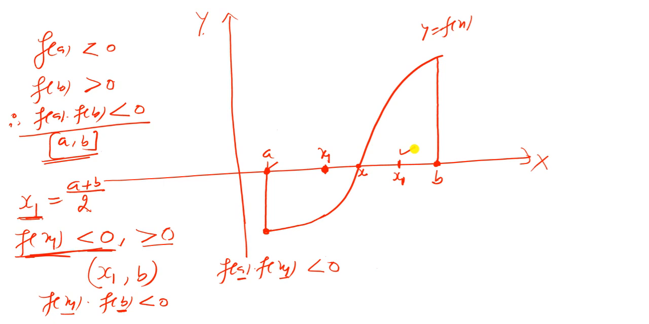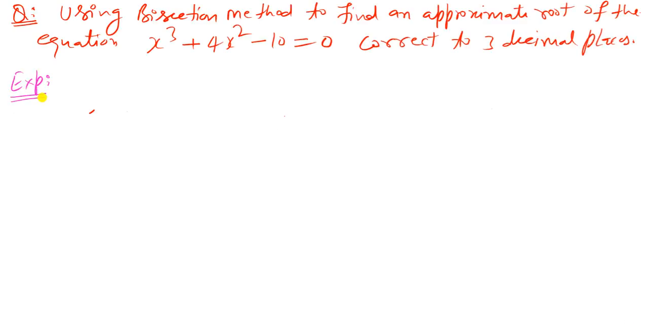So this is the procedure to compute the desired root of the given equation with the help of the bisection method. Now I will explain the detailed concept of the bisection method with the help of a numerical problem. The question is: using the bisection method, find an approximate root of the equation x^3 + 4x^2 - 10 = 0, correct to 3 decimal places.